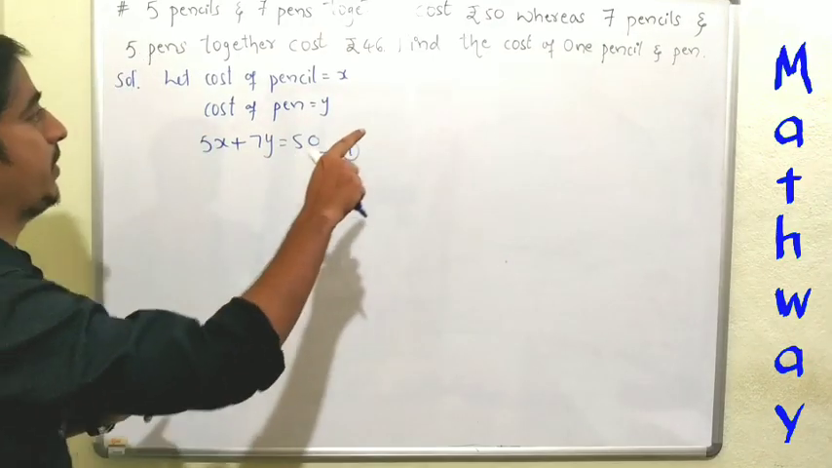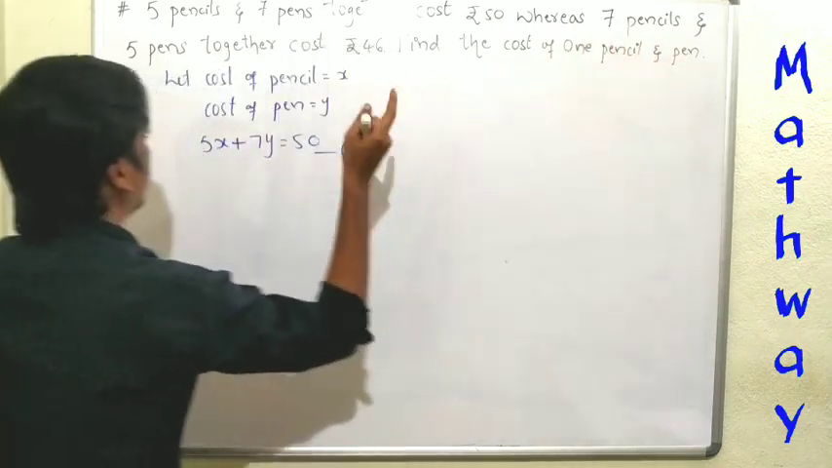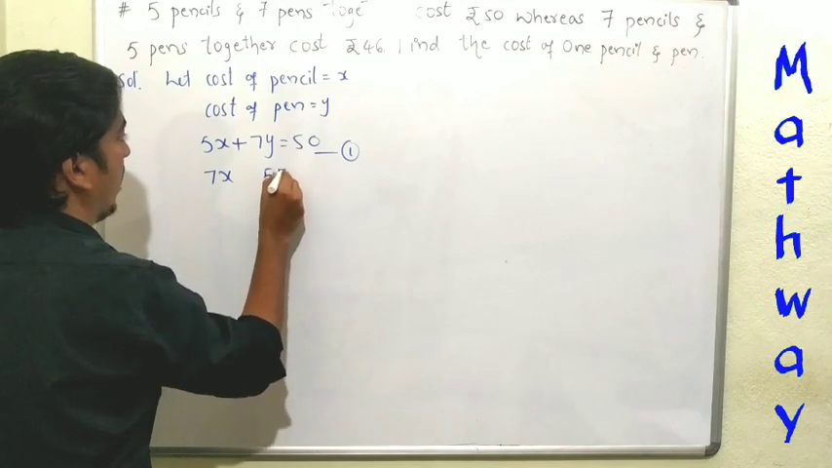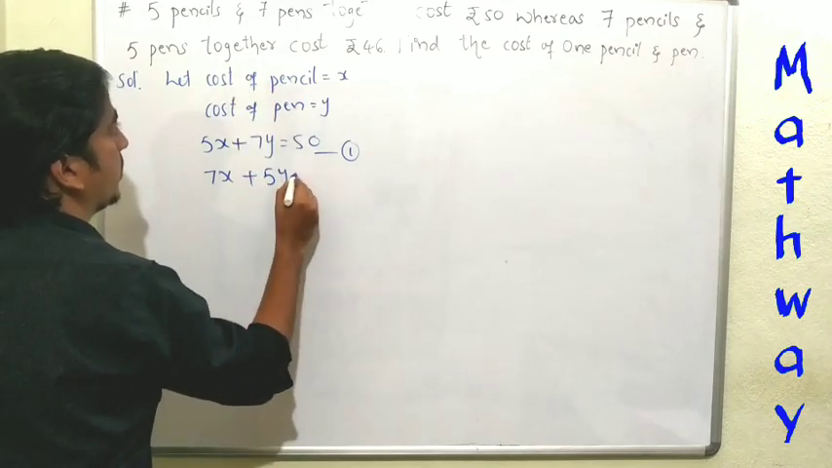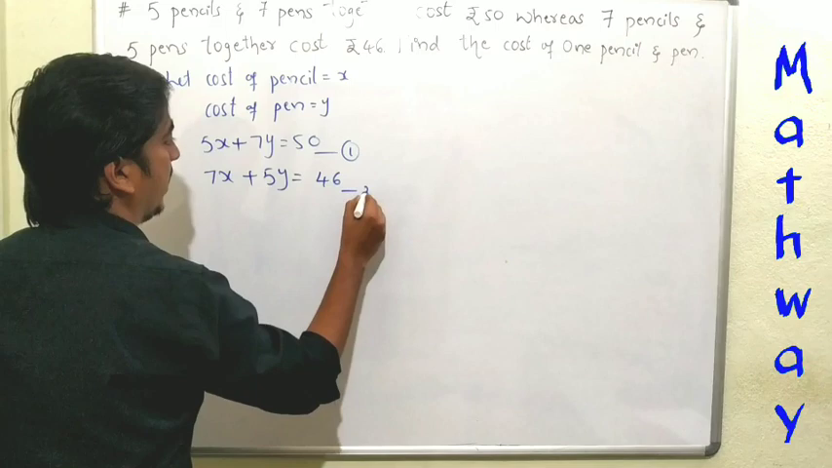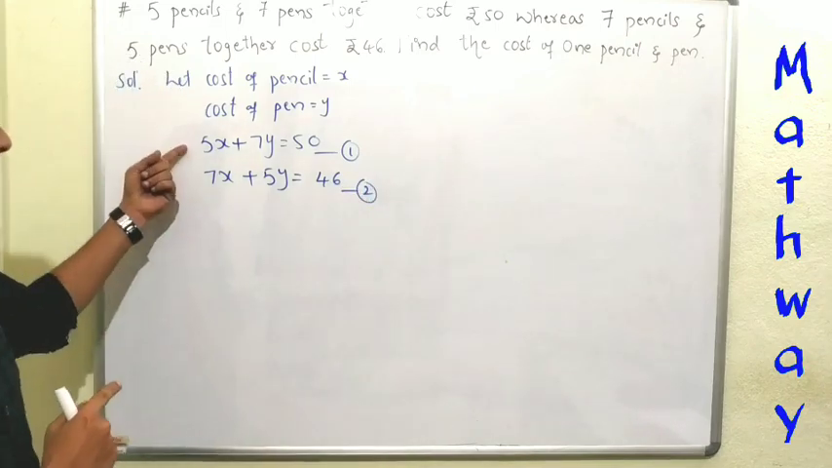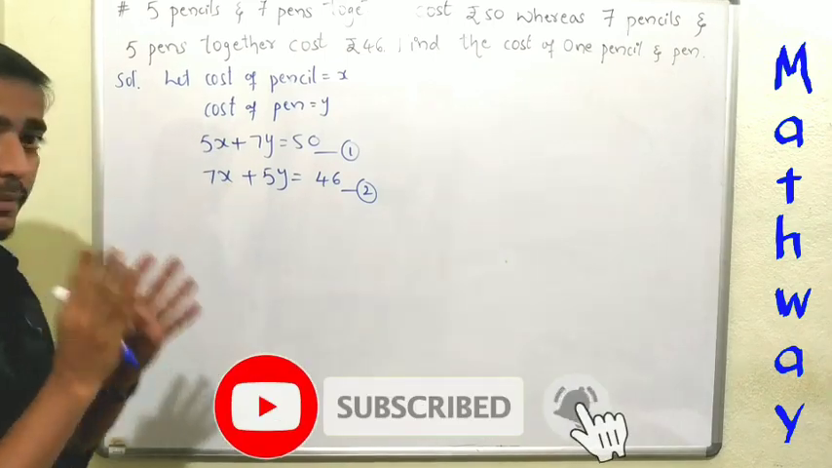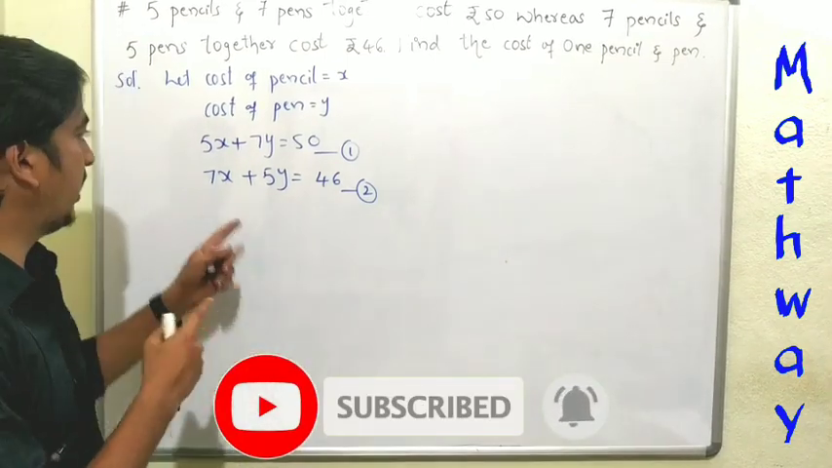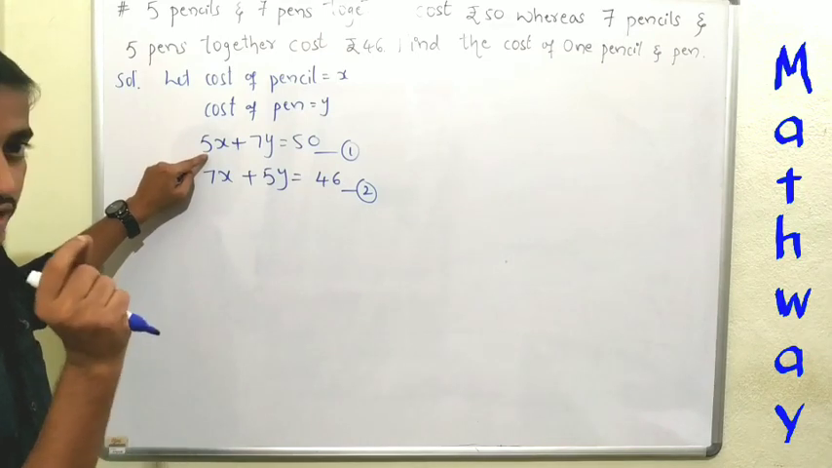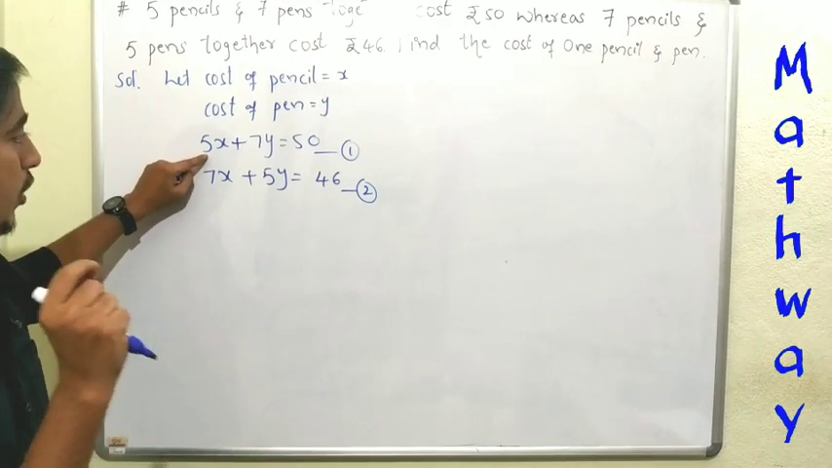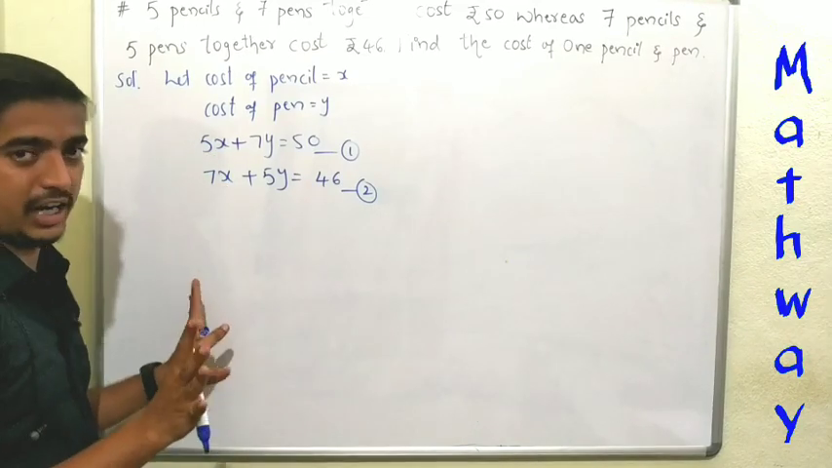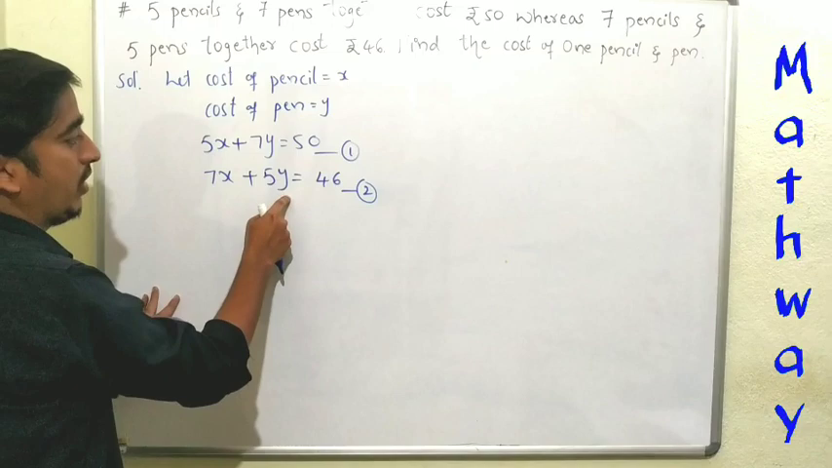Next, from the second statement, 7 pencils cost 7x and 5 pens cost 5y, together making 46 rupees. Take it as equation number 2. Now we need to solve equation 1 and equation 2. How to solve this? In the elimination method, we have to eliminate terms. Let us check whether any coefficients are the same. The x coefficients are 5 and 7, so we cannot eliminate them. The y coefficients are 7 and 5, so we cannot eliminate them either.